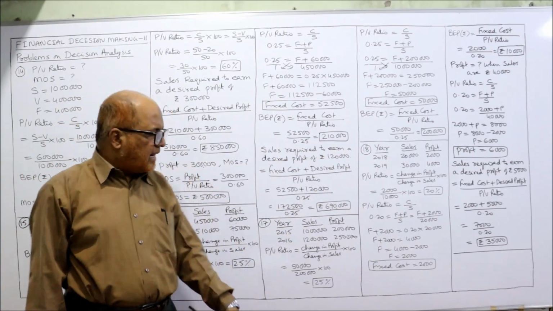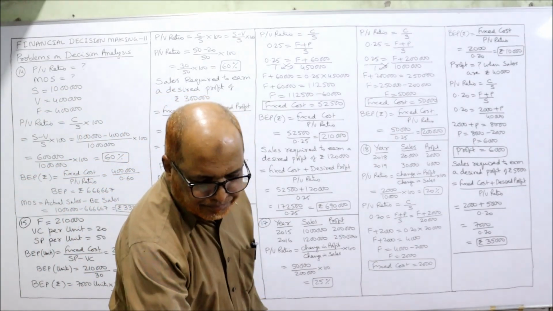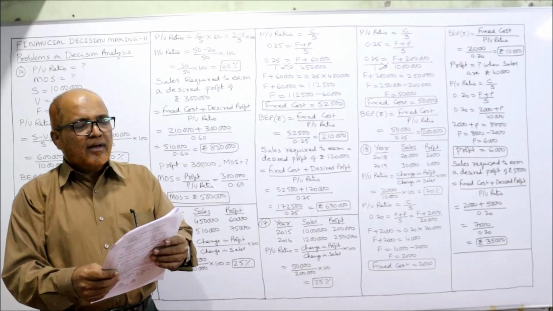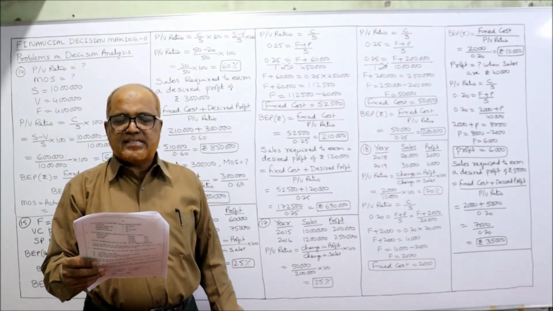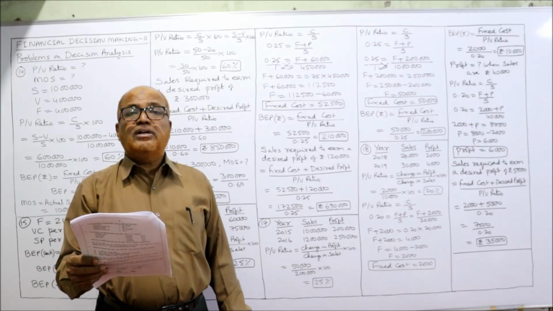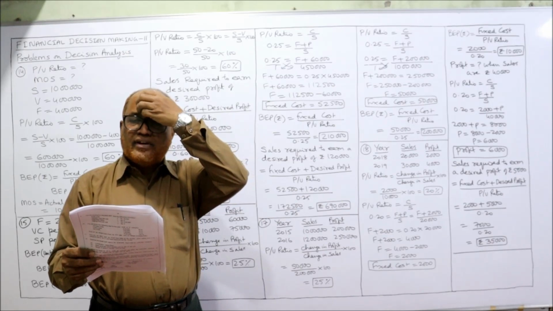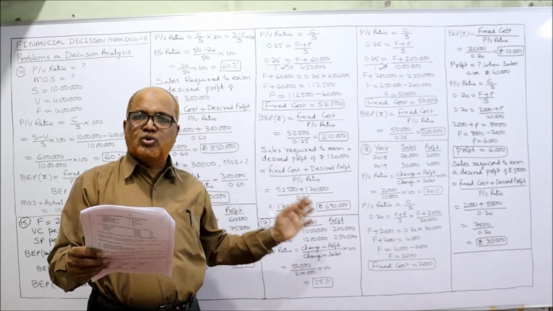That's all. This is the end of problem number 17. Now, 18th problem. See the 18th one. The following figures for the profit and sales are obtained from the accounts of X Company Limited. Again, 2 years data is given, 2018, 2019. Sales are given, profit is given, exactly similar to the last two problems.